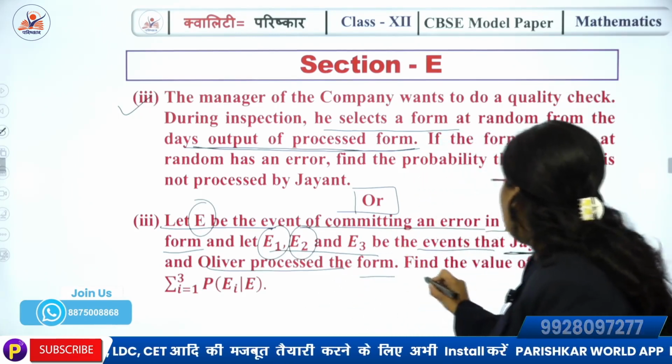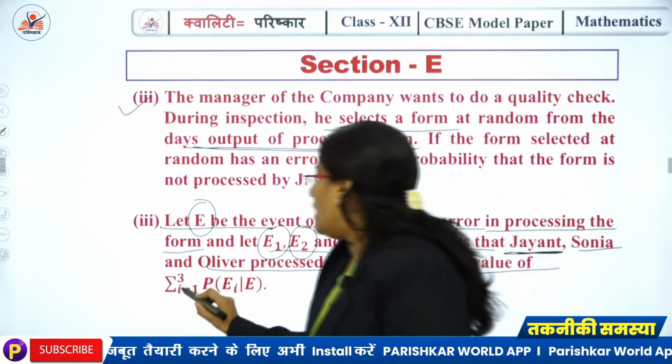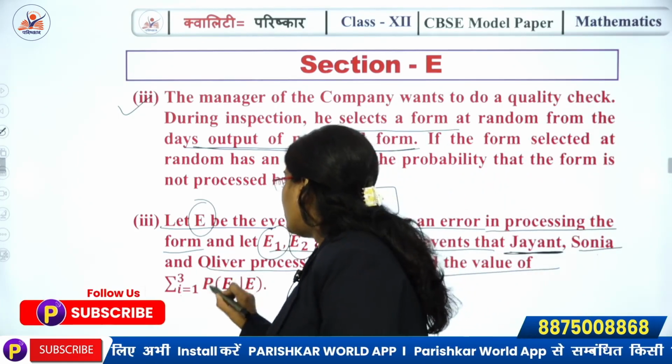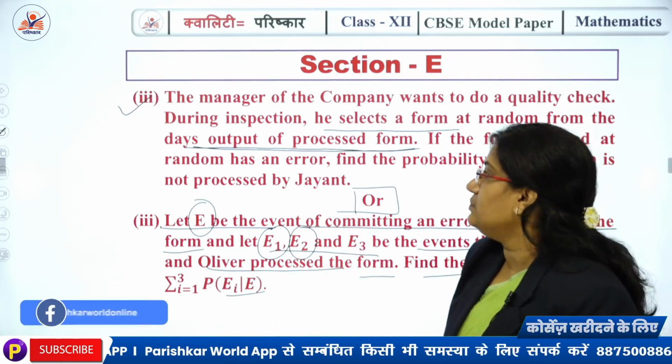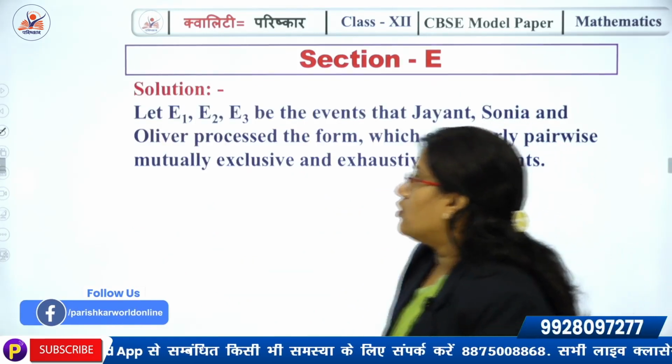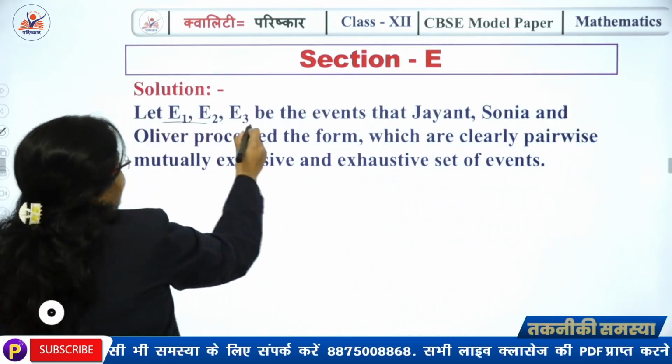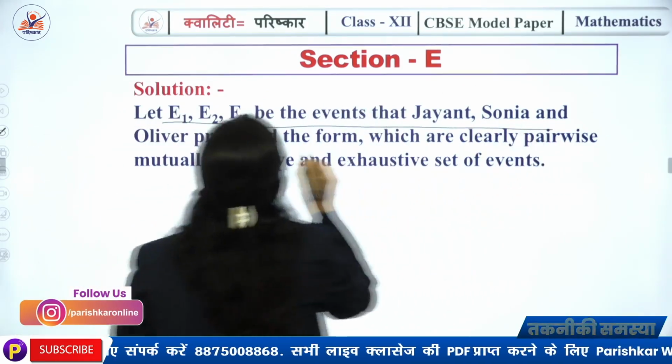Now find the value of summation i equal to 1 to 3 probability of E_i by E. Come to the solution. First of all, let E1, E2 and E3 be the events that Jayant, Sonia and Oliver process the forms.